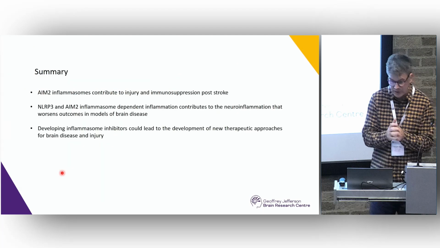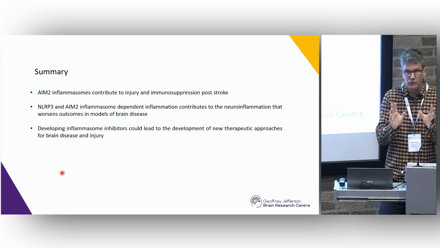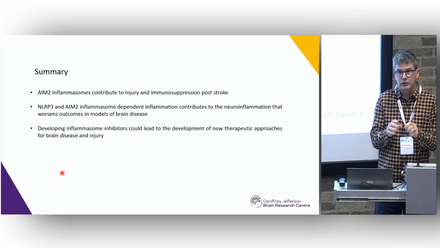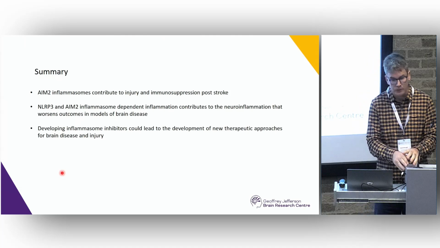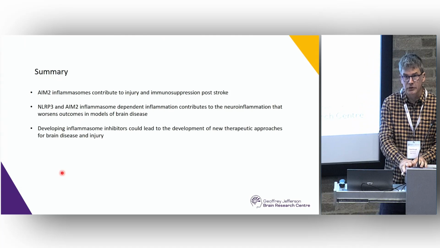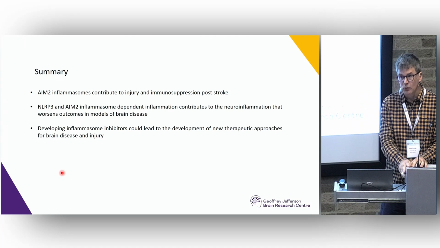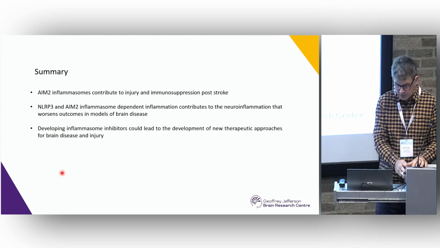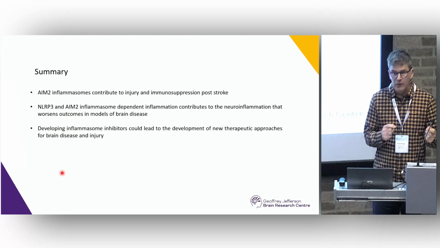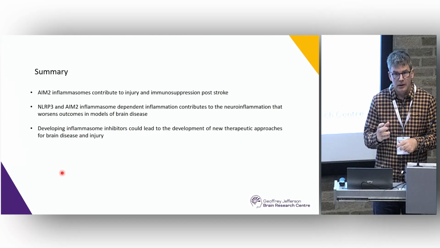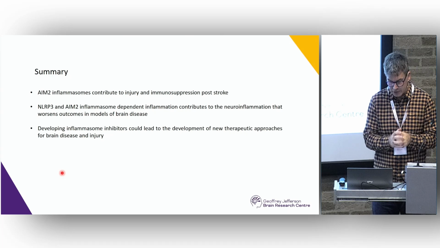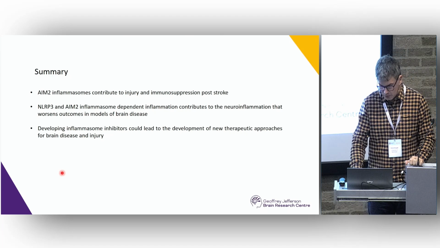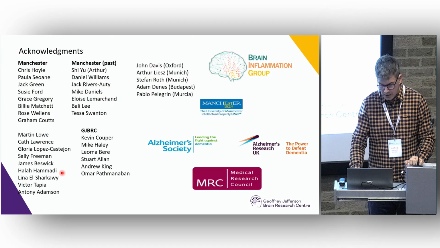So just to summarize this, we think that for stroke, the acute injury is not NLRP3 dependent, but there's a number of outcomes of stroke that are dependent on inflammation, and potentially we think the AIM2 inflammasome is important here. And developing inhibitors for NLRP3 and AIM2 dependent inflammation could have a number of therapeutic applications, and that's where our interest lies here.